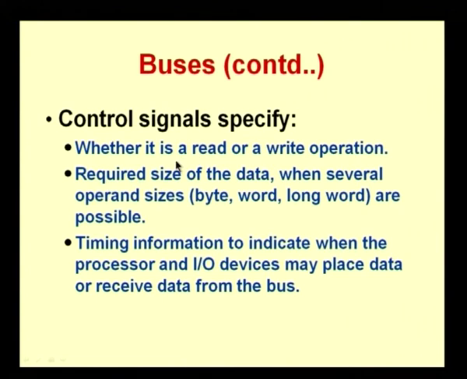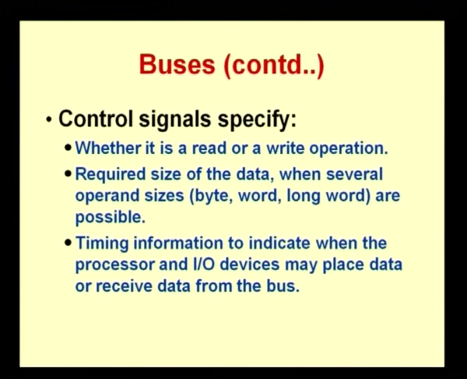Okay. So, let us look at control signals. What do we expect the control signals normally to specify? One thing that we want to specify is whether it is a read or a write operation, because it could be reading from the bus or you could be writing to the bus. Okay. So, whether it is a read or a write operation, that needs to be specified.